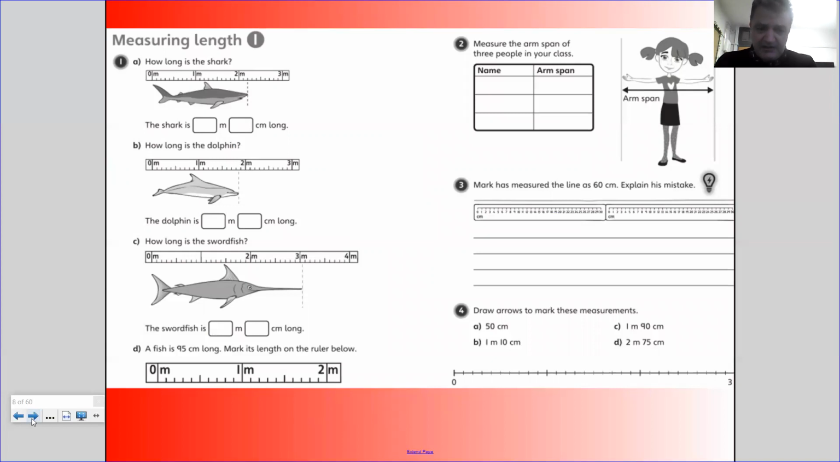Okay, it's quite straightforward. Again, you've got to make sure that you're measuring from the 0 point, not from 1, not from the end of the ruler, but make sure it's from 0. So this is really accurate measurement. And this is about reading these scales. Have a go at that.